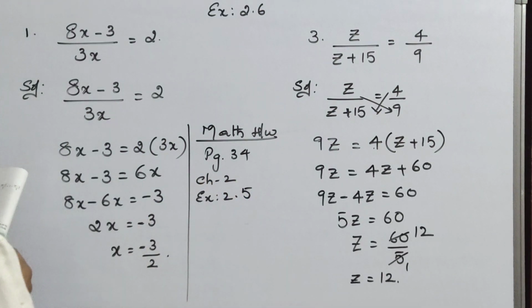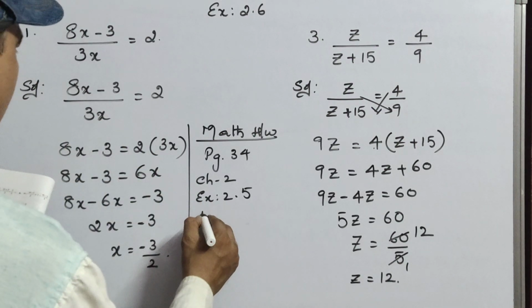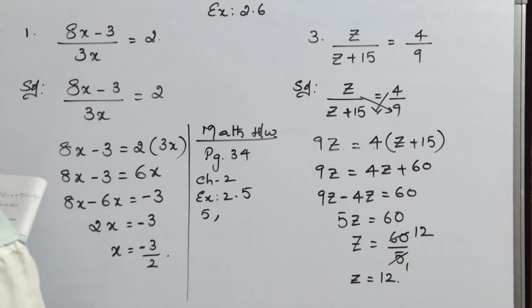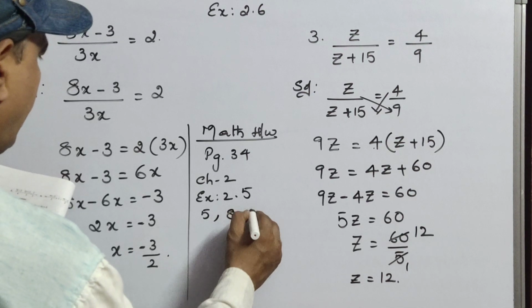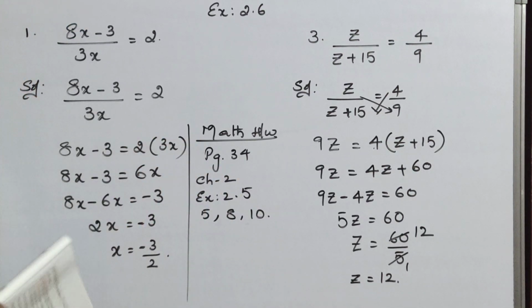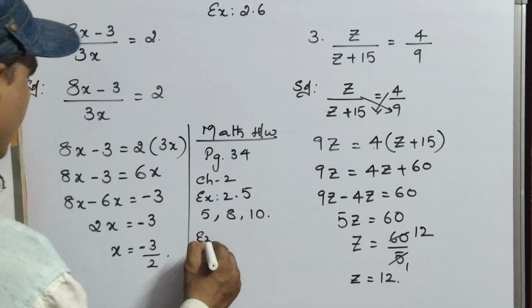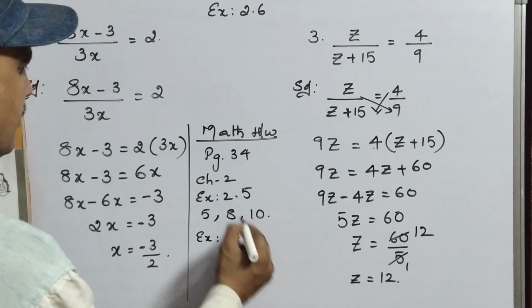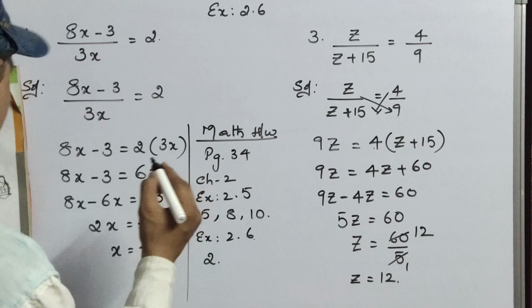The fourth question I told, sixth also I told. For your homework, 5, and 7 also I told, 9 also I told. 7, 9 finished. So 8 and 10. So in 2.5, 3 sums. And coming to exercise 2.6, you just do only one sum, that is the second sum.